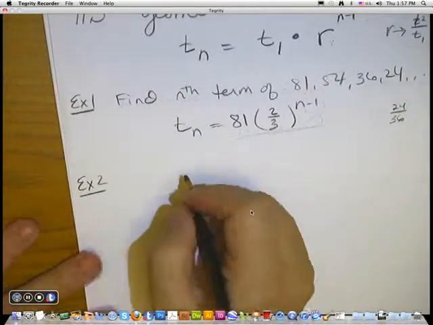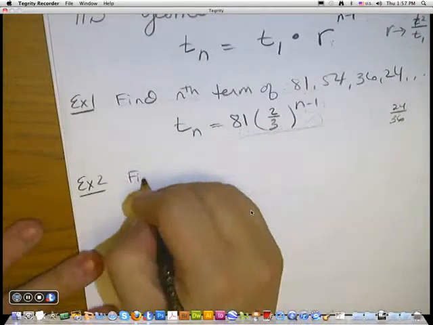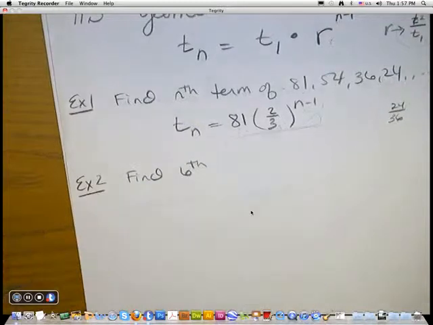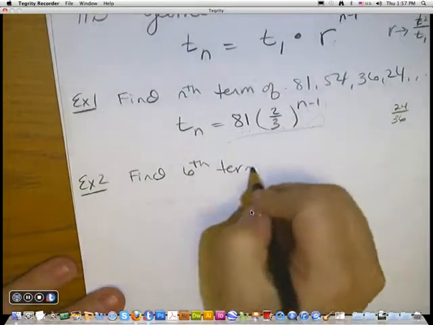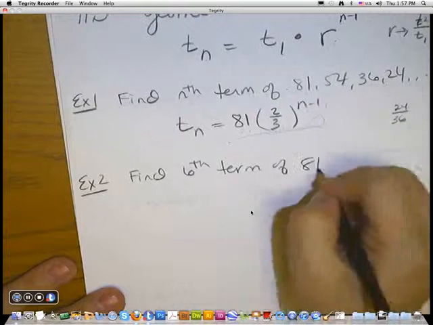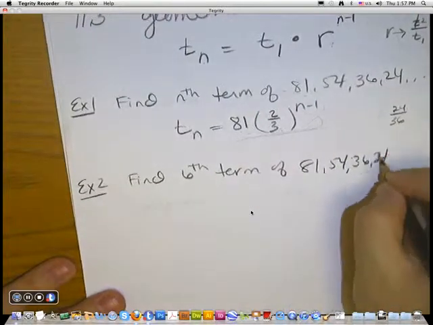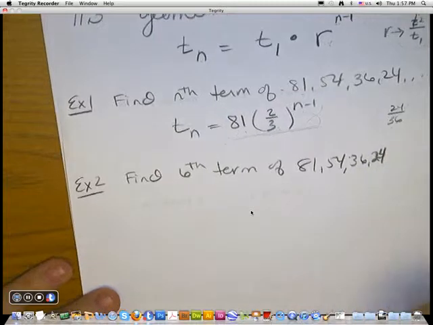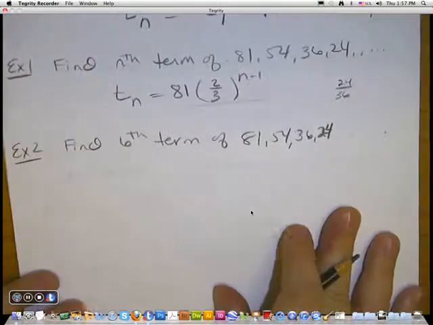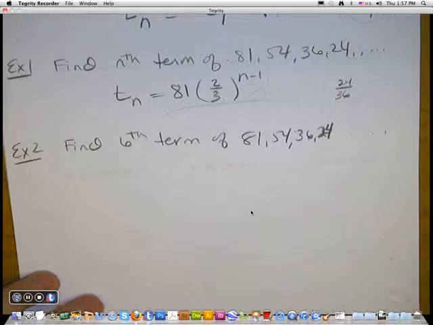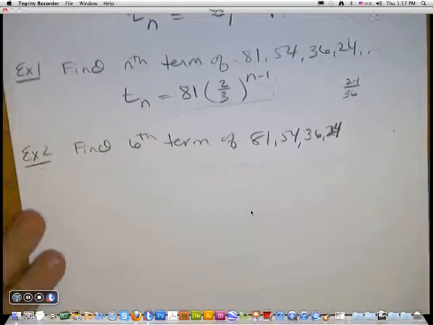The second thing they're going to ask you to do is to find a specific term. So for example, the 6th term. We're going to use this same sequence. Now, of course, you could just keep going and find the 6th one. It's not too far out. But if I ask for the 16th or the 60th, you're really not going to want to do that. So we're going to use the formula.